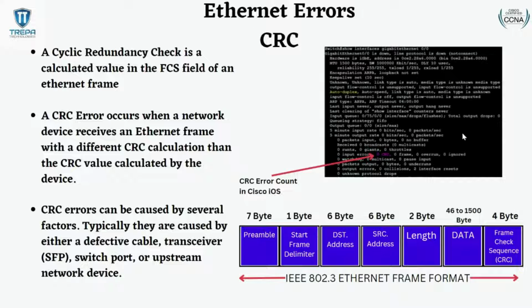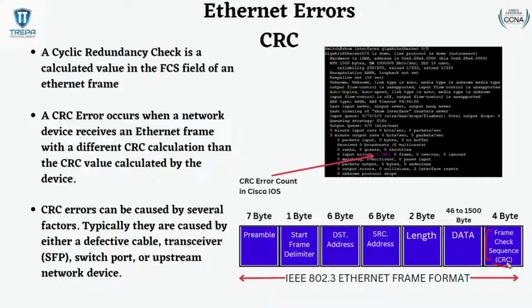So CRC is a cyclic redundancy check. This is a calculated value in the FCS, or the frame check sequence field, of an Ethernet frame. In that Ethernet header, we have something called the FCS, which is going to generate a value that is used from source to destination to ensure that we didn't have any fragmentation. A CRC error occurs when a network device receives that Ethernet frame with a different CRC calculation than the CRC value calculated by the original device.